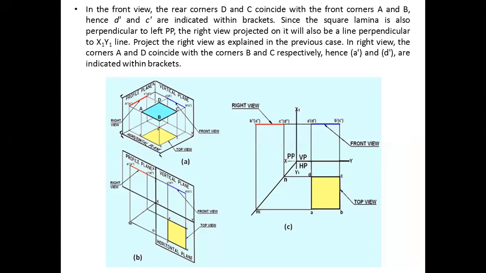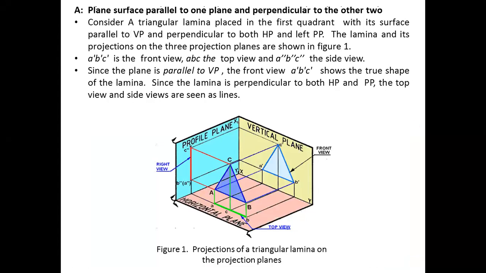So we saw these two problems last time, and one is the triangular lamina, which was parallel to one plane and perpendicular to the remaining two planes. That is understandable. We have seen that when a plane is parallel to one plane, it automatically becomes perpendicular to the remaining two planes. In projection of line, we saw that if a line is parallel to some plane, then its projection on that plane will be its true length.